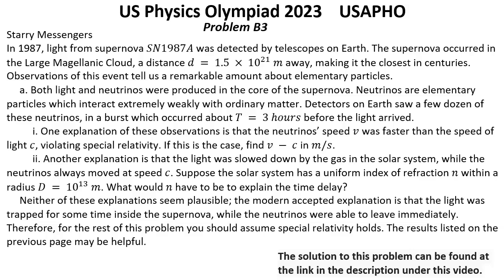Neither of these explanations seems plausible. The modern accepted explanation is that the light was trapped for some time inside the supernova while the neutrinos were able to leave immediately. Therefore, for the rest of this problem, you should assume special relativity holds. The results listed on the previous page may be helpful.